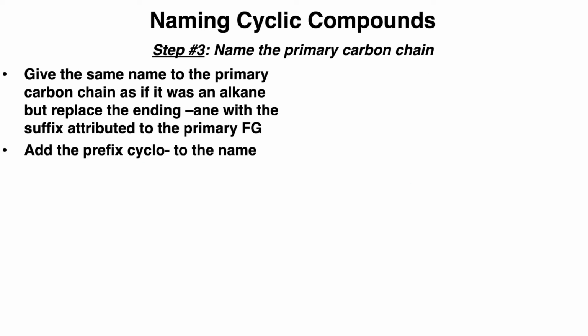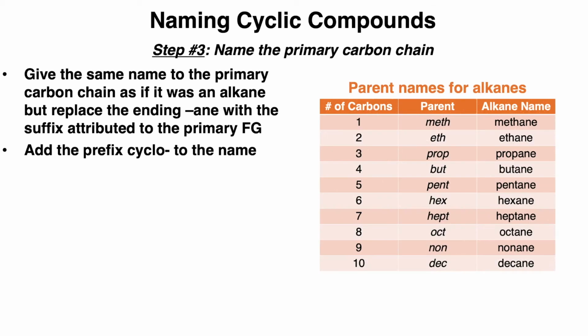Step 3 is to name the primary carbon chain as well as the primary functional group. To do this, you're going to give the same name to the chain as if it was an acyclic alkane, but we're going to replace the ending ane with the suffix attributed to the primary functional group. And since it is a ring, we're going to add the prefix cyclo to the name. And just for your reference, a table of parent names for alkanes is shown on the right side in orange.